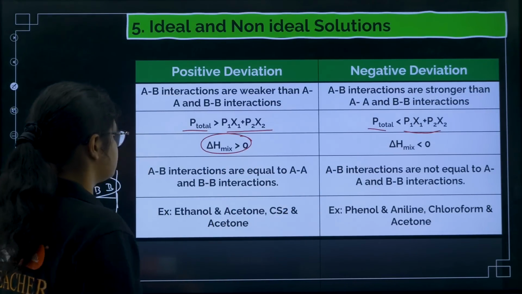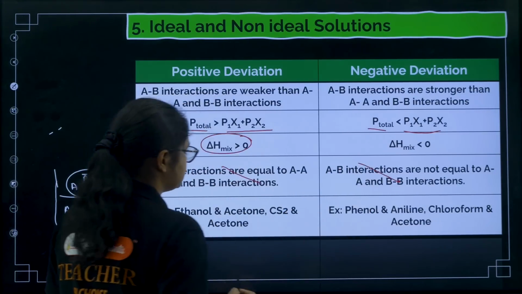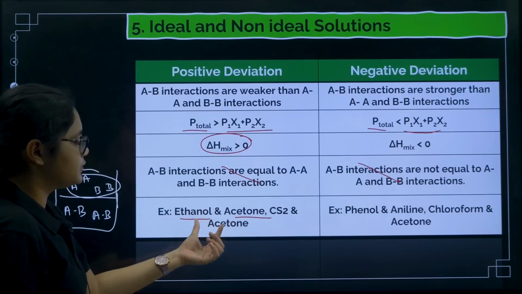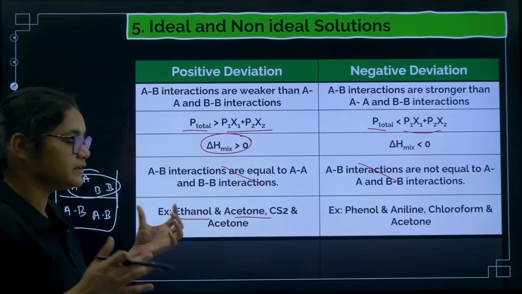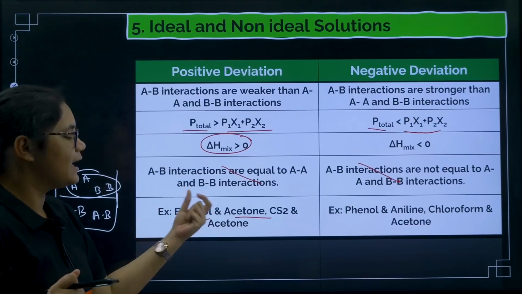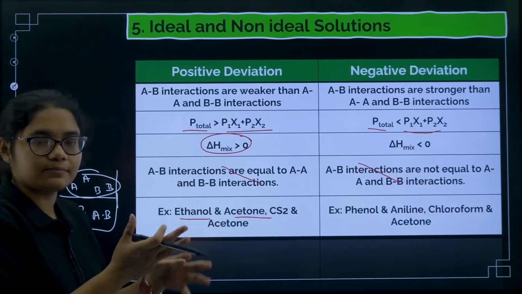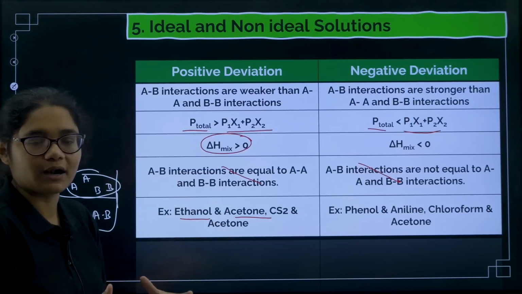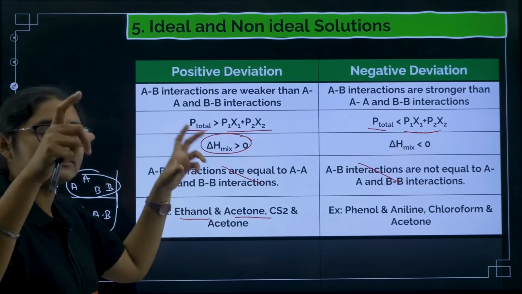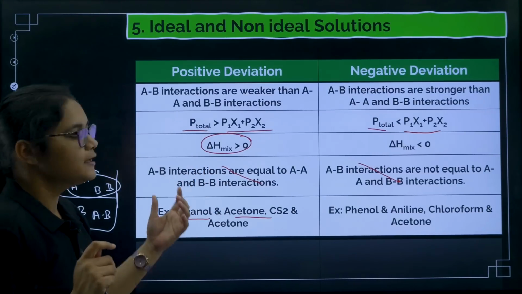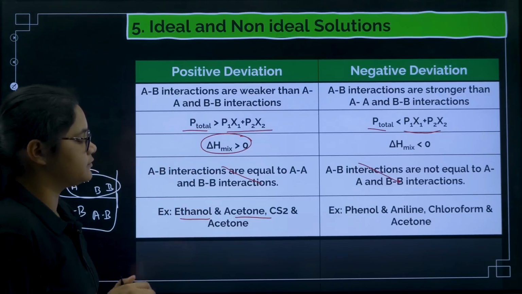AB interactions I have already told you. Examples you can see here: ethanol and acetone. Ethanol has very strong hydrogen bonding, and acetone has very strong dipolar interactions. But when you mix them, there is no good interaction between these two particles, which is weaker than the original interactions they had. So now they will evaporate more easily, and if they evaporate more easily, more pressure will be created.